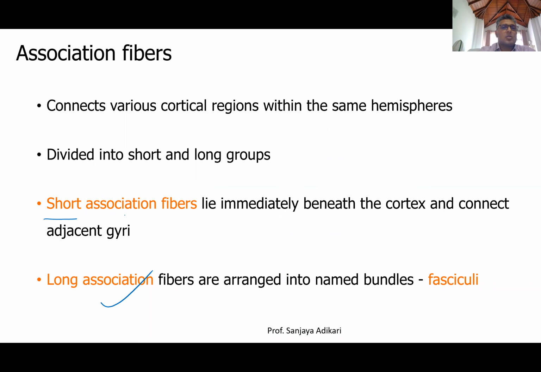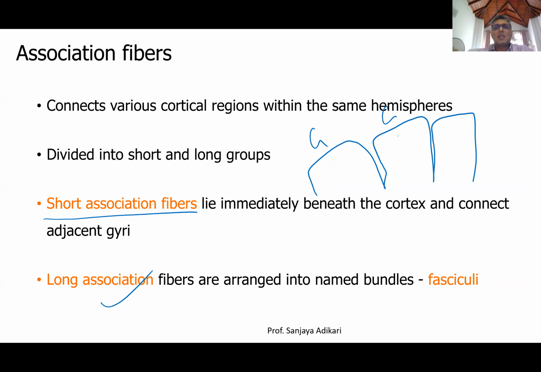Then there are short association fiber tracts. Now, this is how you understand it. You have these sulci and gyri. If you get adjacent gyri, now this is one gyrus, there's another gyrus. Short association fiber tracts actually connect adjacent gyri. And the function is connecting the adjacent gyri to each other.